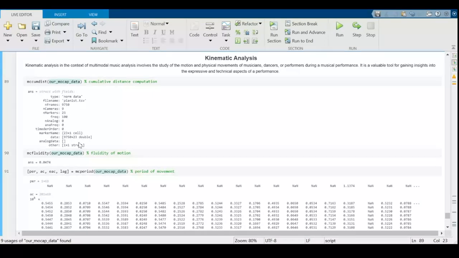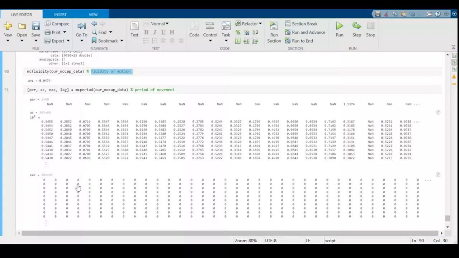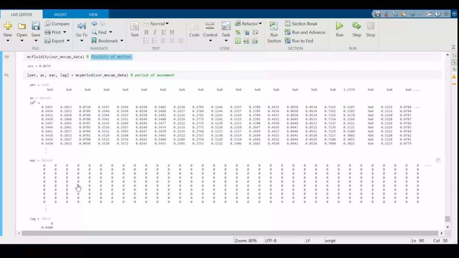Then, fluidity of motion refers to the smoothness, coherence, and naturalness of a performer's movements during a musical performance. It is a qualitative measure that assesses how well the physical motion of a musician, dancer, or performer aligns with the music being played or the choreography being performed. The higher the value, the higher the smoothness or fluidity. This value is useful when we want to assess the artistic interpretation of a music piece and the technical proficiency of the performer. And last, we have the period of movement, which estimates the period of movement for each marker and each dimension.